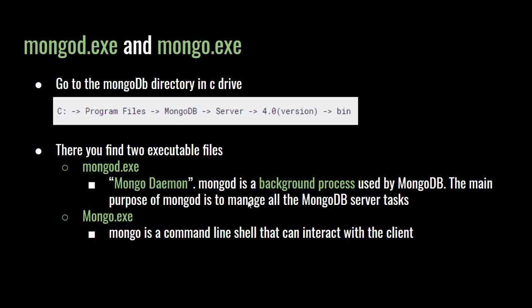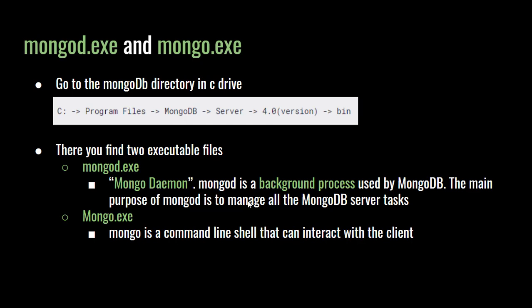You need to go to the MongoDB server 4.0 folder, in the bin. In there, you'll find two executables, mongod.exe and mongo.exe. These are interesting, actually. I didn't even know the difference between them; I had to look it up. So mongod.exe is the Mongo daemon. It's the background process used by MongoDB, and its purpose is to manage all the MongoDB server tasks.